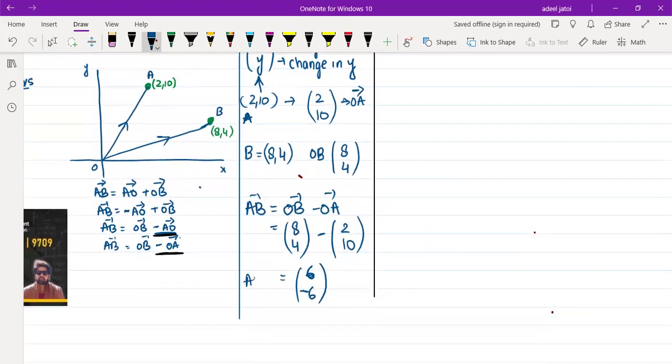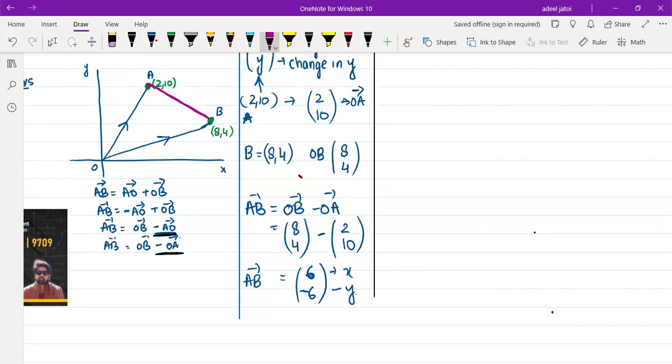So that means the column vector of AB is (6, -6): change in X, change in Y. Now, you have already done transformation, so you understand that change in Y is downwards and change in X is on the right, because this is positive and this is negative. Change in X is positive 6, change in Y is negative 6, from right to left. So this creates what? A line. Let's say this is creating a line of AB.